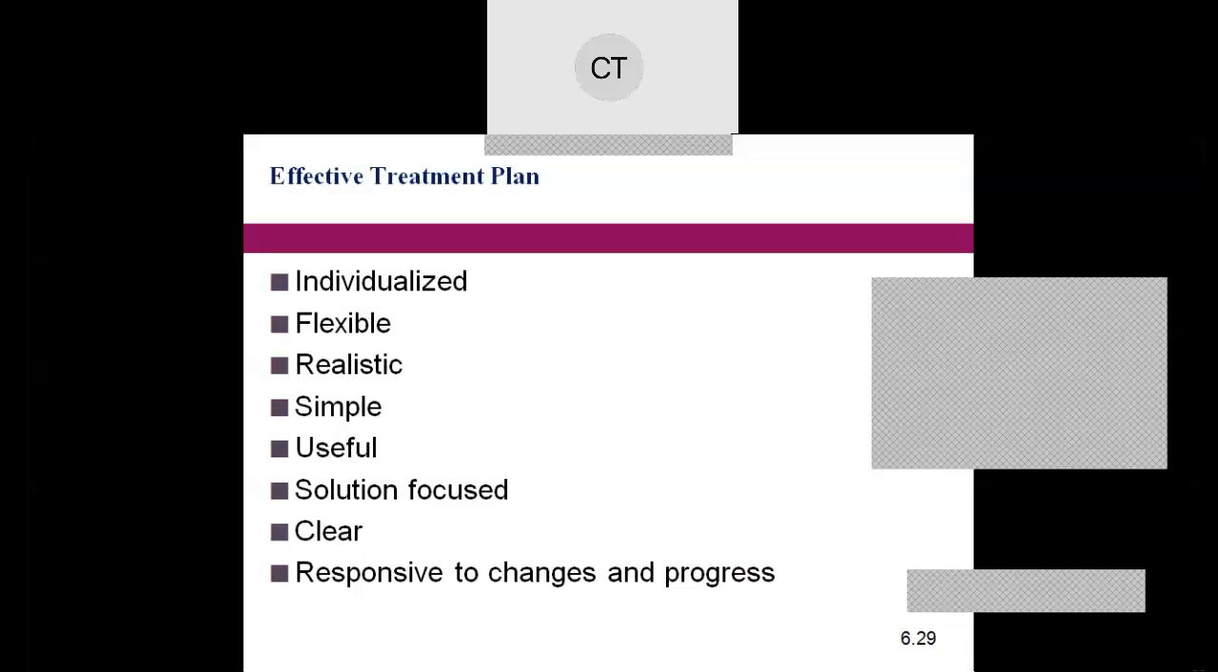Effective treatment plan. What are the characteristics of an effective treatment plan? As I said, an effective treatment plan should be individualized. It has to be flexible, realistic, simple, useful, solution focused, clear, and responsive to changes and progress. Let's go one by one. It has to be individualized in accordance with the need of the individual.